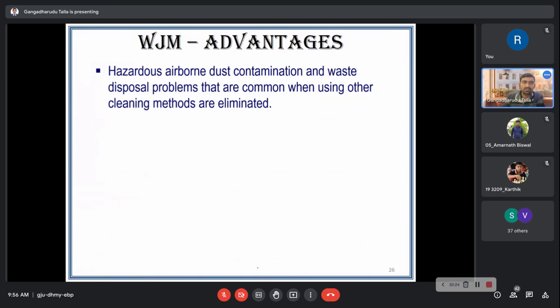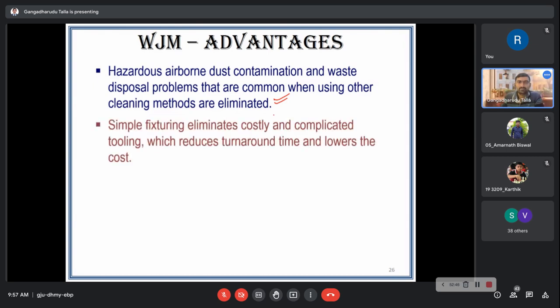Compared to abrasive jet machining, hazardous airborne dust contamination and waste disposal problems that are common when using other cleaning methods are eliminated. So there is not much problem of disposing this waste. Dust is not coming out.